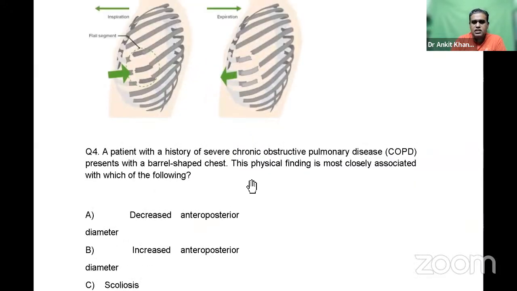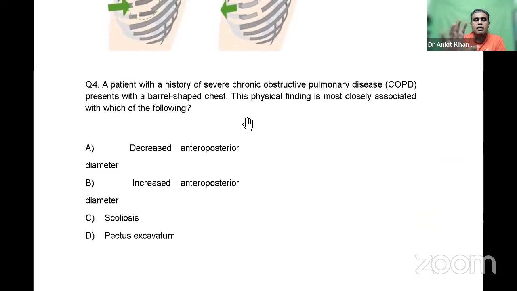A patient with a history of severe COPD, chronic obstructive pulmonary disease, normally seen in chronic smokers, asthma, chronic bronchitis. So a patient with a history of severe COPD presents with a barrel-shaped chest. The physical finding is most likely associated with which of the following?